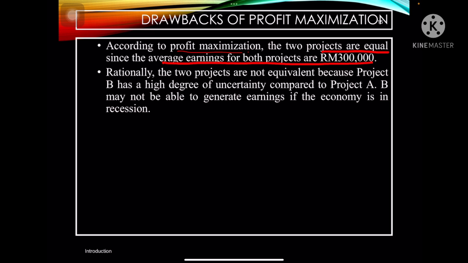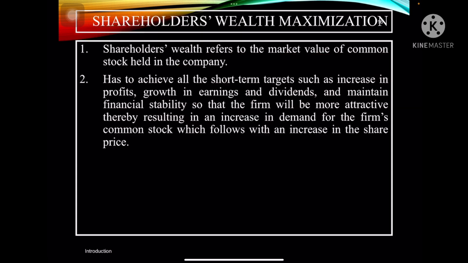But the two projects are not equivalent because project B has a high degree of uncertainty. It means it is risky compared with project A. So project B may not be able to generate earnings if the economy is in recession. So during the recession, the company gets nothing.